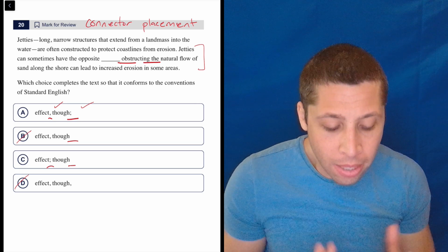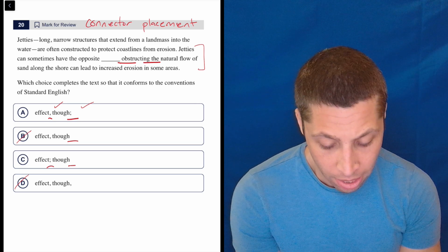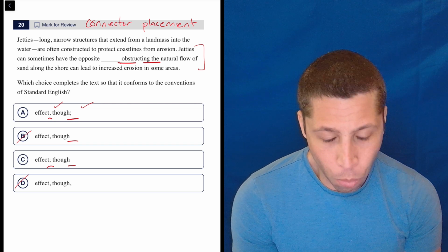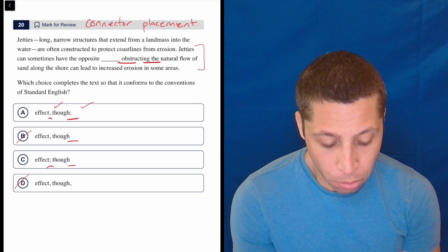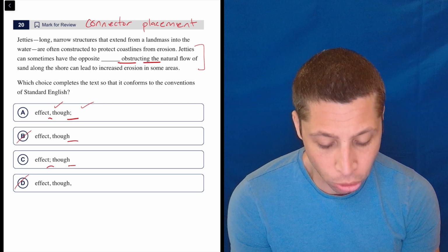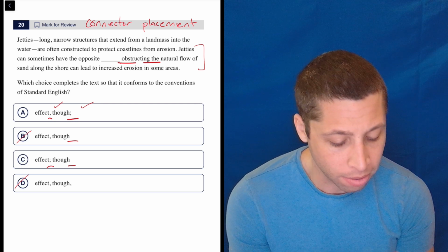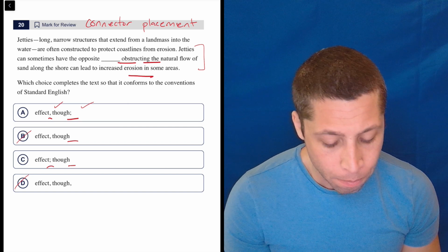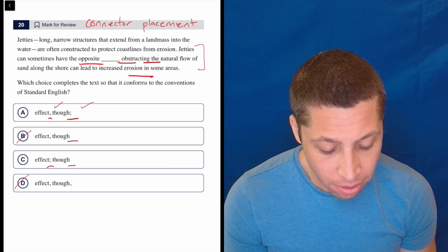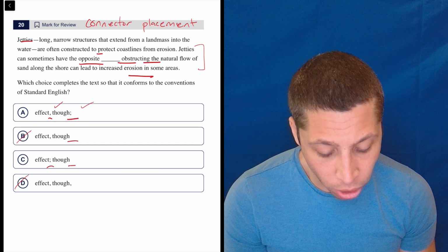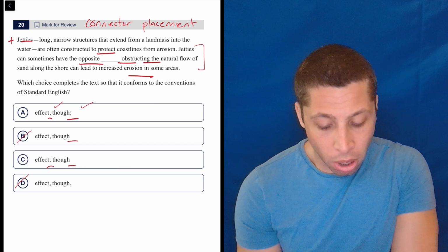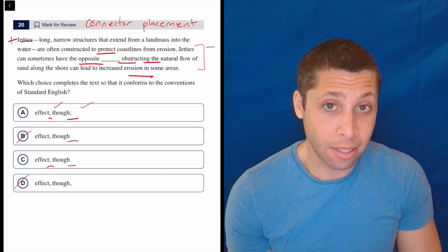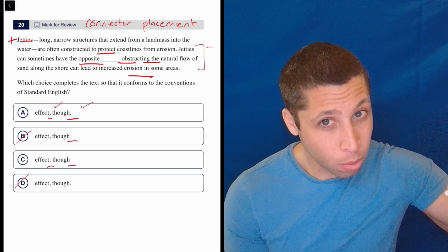The meaning of these sentences is really important at this point. Jetties can sometimes have the opposite effect. What are we then contrasting with here? Though obstructing the natural flow of sand along the shore can lead to increased erosion in some areas, that sounds like a bad thing. Increased erosion seems bad. So if we want to do the opposite effect, right, the jetties are trying to protect things. So it starts off good. Then we're switching basically with the second sentence to something bad. So that's where the contrast is happening.